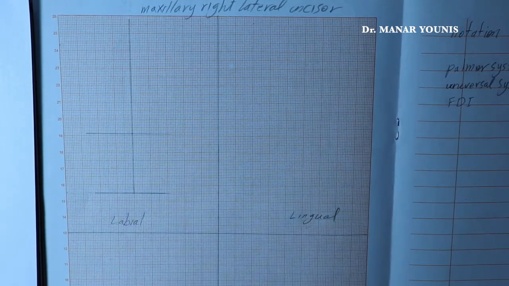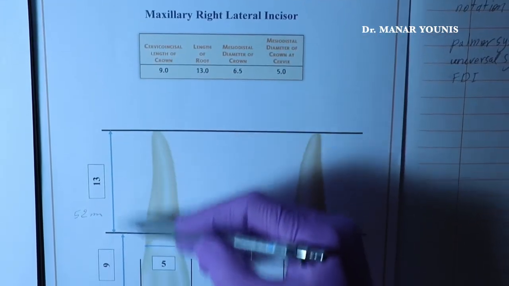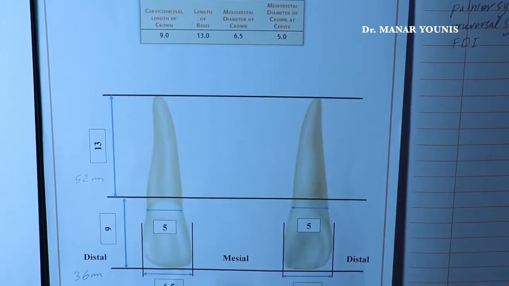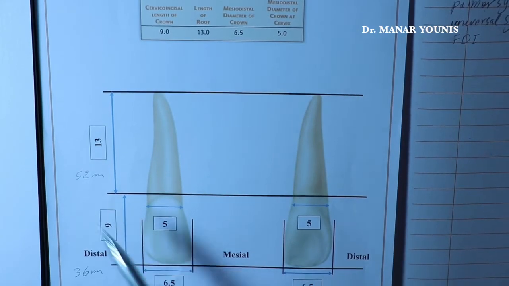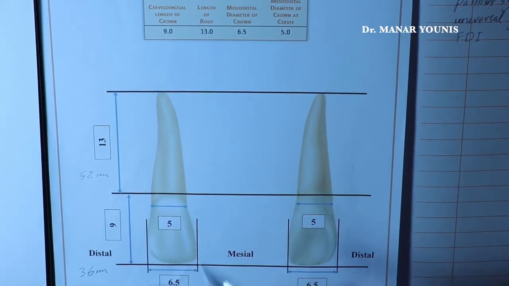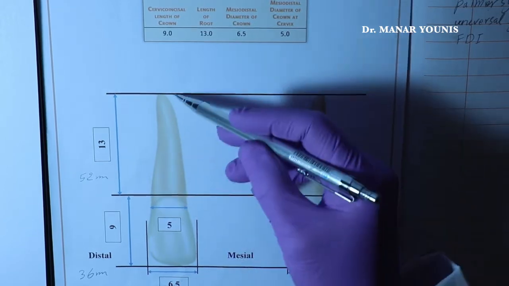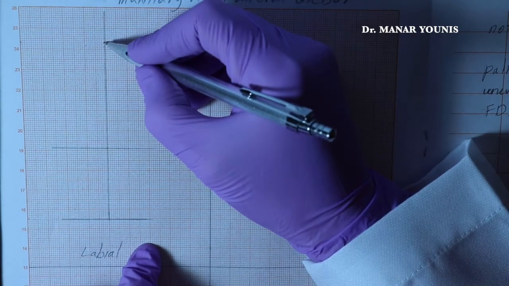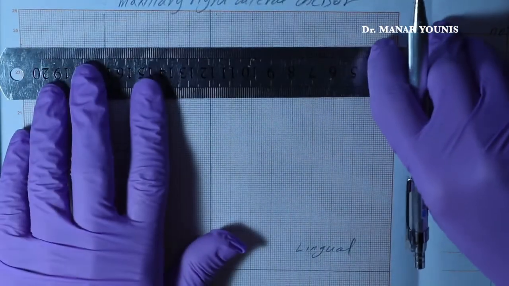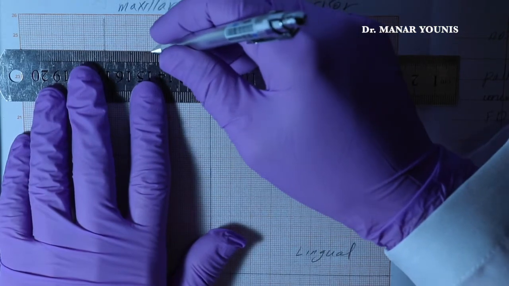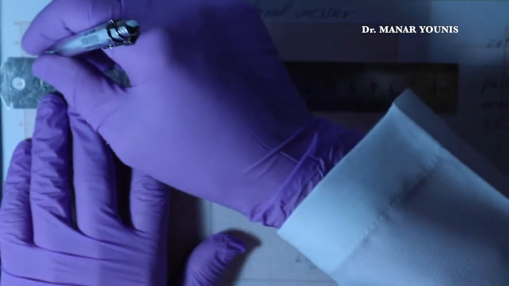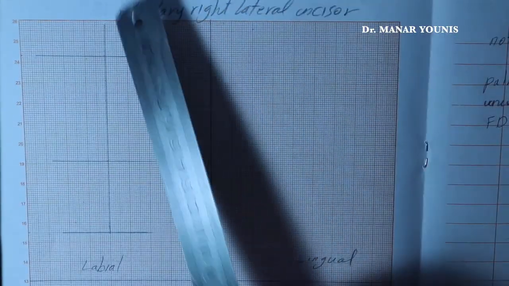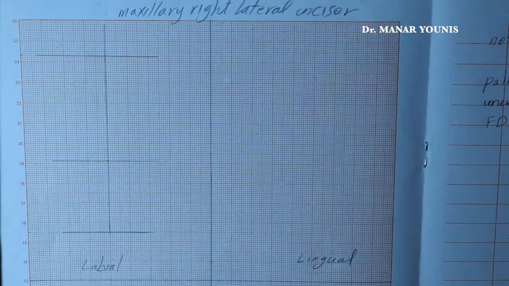The third line, which passes through the root apex, I should mark the length of the root, which is 13 millimeters multiplied by 4 equals 52 millimeters. So I will measure from the cervical line up 52 millimeters. And this is 52. I put a mark and draw the third line, which is parallel to the previous 2 lines and perpendicular to the midline.